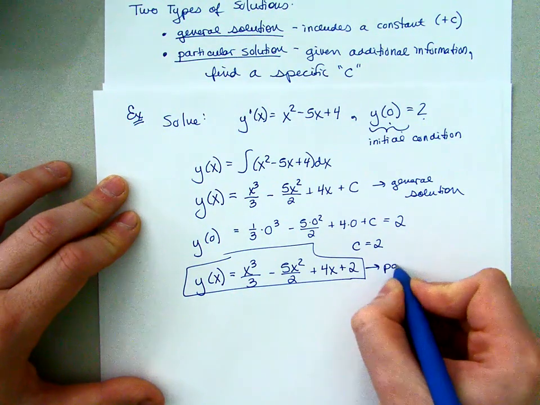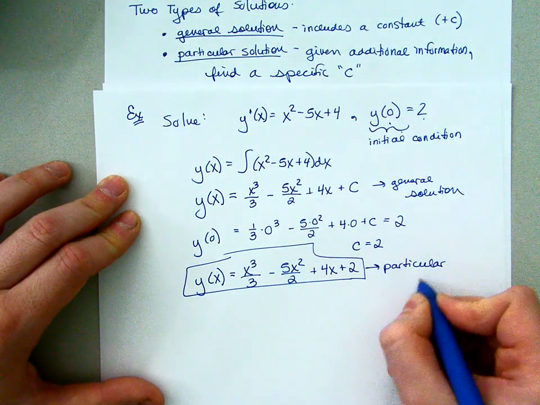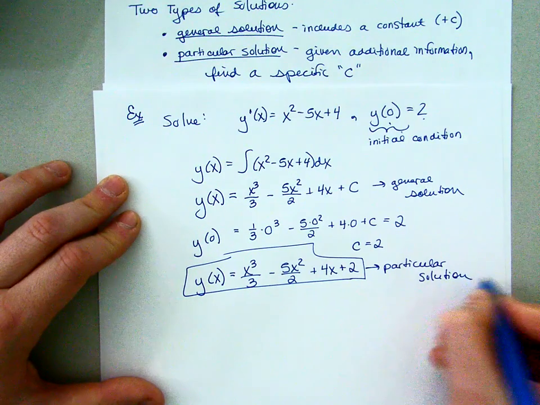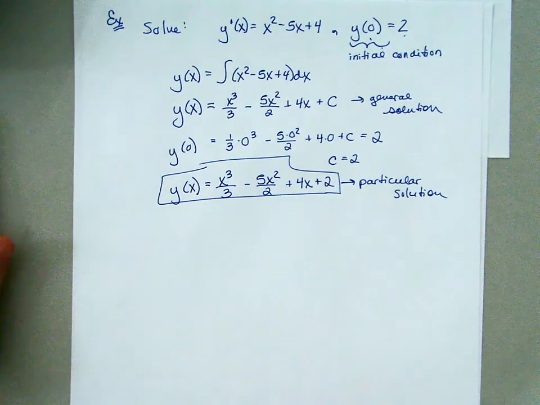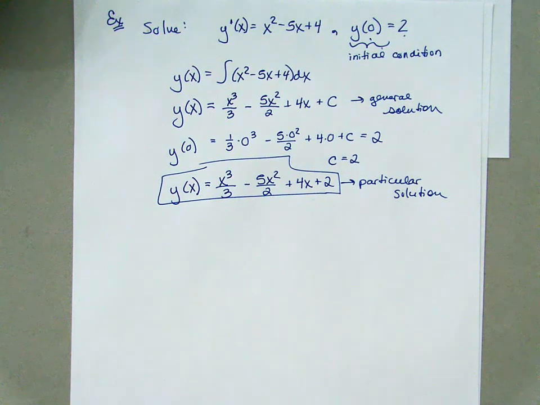This is our particular solution. Our goal was to find a function whose derivative is x squared minus 5x plus 4. Well, does the plus 2 affect that? No, if it was plus 5, plus 2, minus 3, the derivative would still be that thing. But because I gave you that extra piece of information, this function, yes, has that as its derivative, but also has the property where if you plug in 0, you get 2. Do you see how this works?